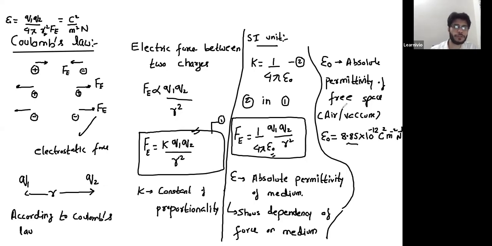And this value is only for free space. If you have another medium, let's say you place your charges in water, the absolute permittivity of water is almost 80 times greater than that of free space. If you wish to calculate the absolute permittivity of water, then that is 80 into 8.85 into 10 raised to the power minus 12. Different mediums have different values of absolute permittivity. So the dependency of force on medium mathematically is given by this absolute permittivity. That's why this is important. Whenever we write epsilon naught, that means we have fixed the medium. The medium is free space.